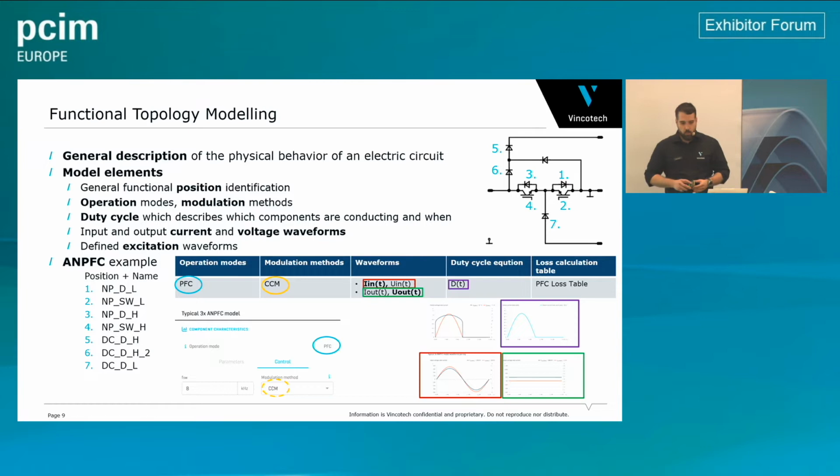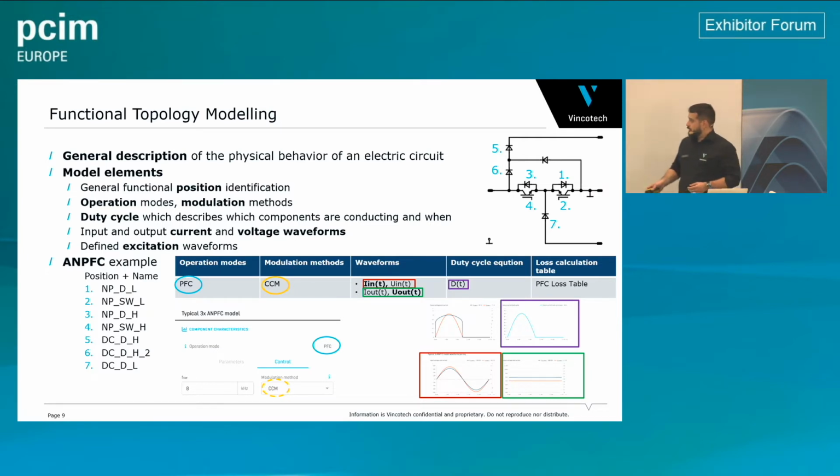Let's talk a little bit more about the functional topology modeling, because this is the core of our simulation environment. We define the general description, so a topology-independent description for it. The model elements are the general functional positions, which in the AMPFC you see by numbers on the slide. We define different operation modes and modulation methods analytically in the background. We describe the duty cycle and the conduction curves, and also the input and the output waveforms. From that, we highlight which are the excitation waveforms for our simulation.